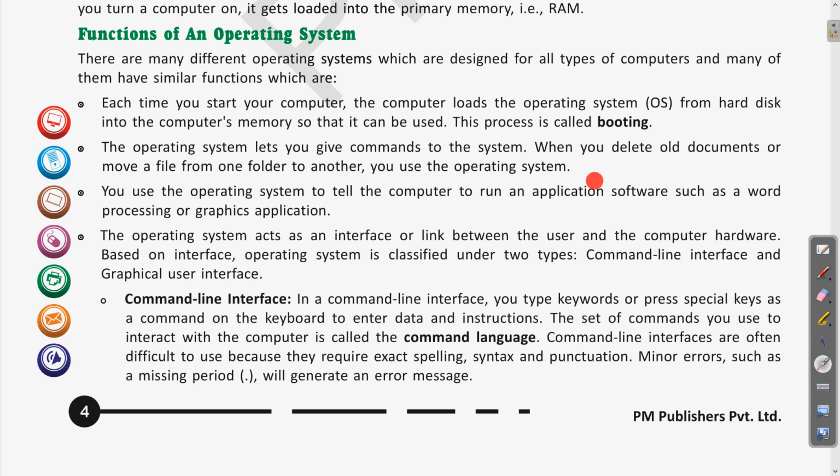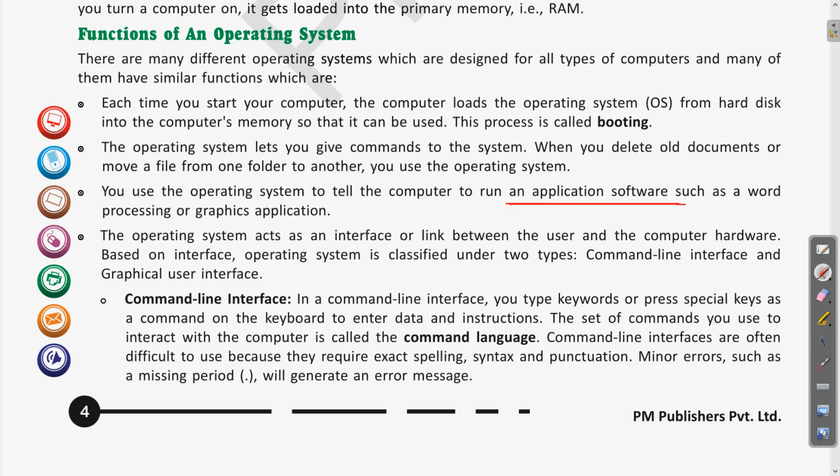If you rename it, if you delete it or copy and paste to some other place, all these functions are managed by the operating system. Next is, you use the operating system to tell the computer to run an application software such as word processing or graphics application. As we have discussed, the operating system provides a platform where the different application software are installed or managed.